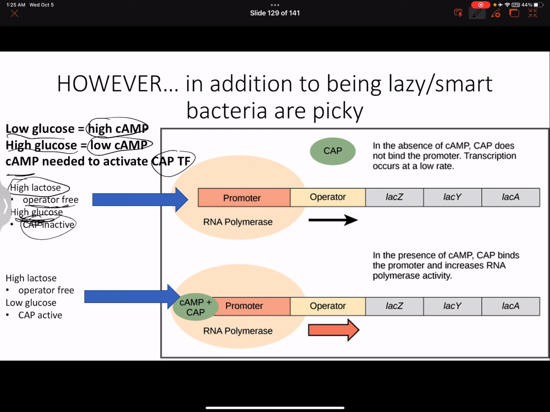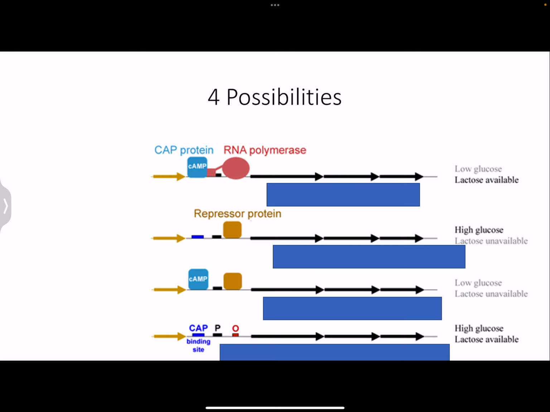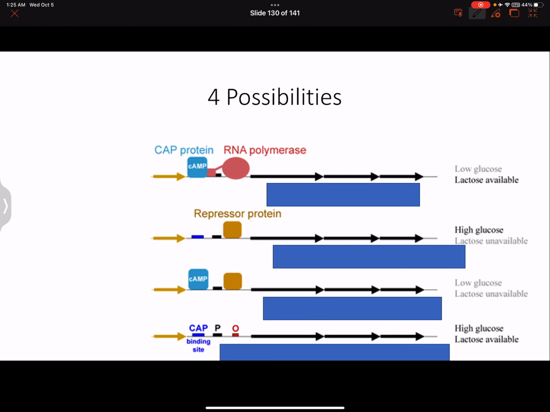You will not get much transcription. On the other hand, if we look at this, high lactose, the operator is free. Low glucose means high cAMP, which means CAP is active. We can have transcription, and it will happen quite quickly because of the CAP protein. So four possibilities here. Just think about the economics, and then we can think about what's actually going on with the molecules. Low glucose means high cAMP, means CAP is active. Lactose is available means the repressor is bound, and so it's not doing its thing, which means the operator is free, which means transcription can occur.